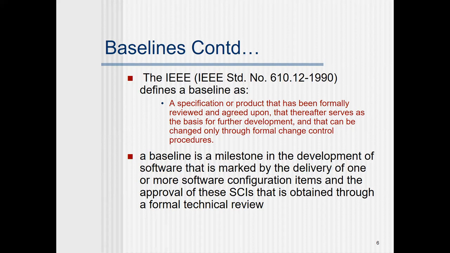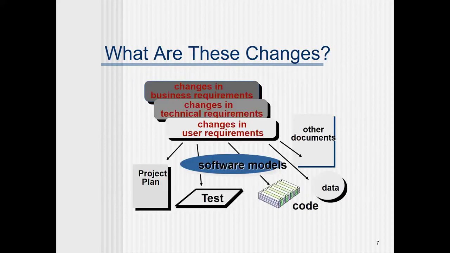So separate deliveries might be happening. Deliveries are not of the product. I'm not talking about the product here. I'm talking about the software configuration items, the changes that have happened. That also you are going to deliver at different points of time or different periods of time. Okay, what are the changes?